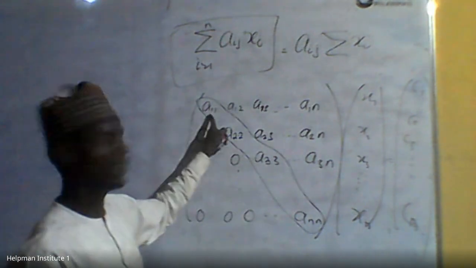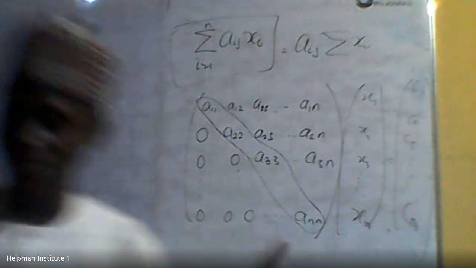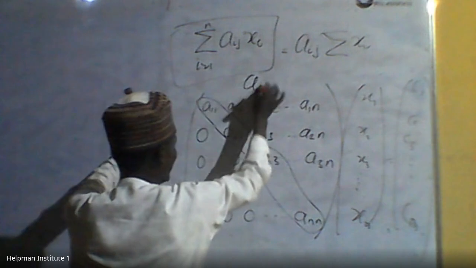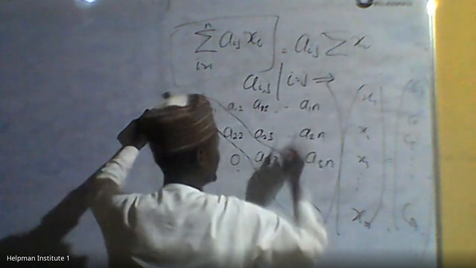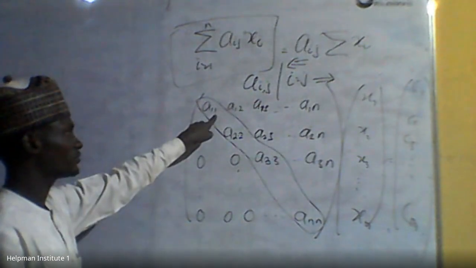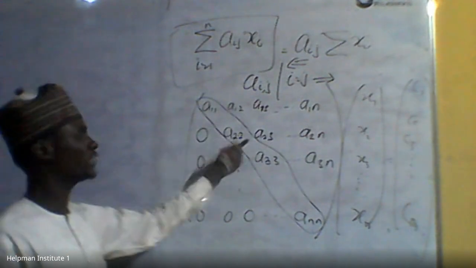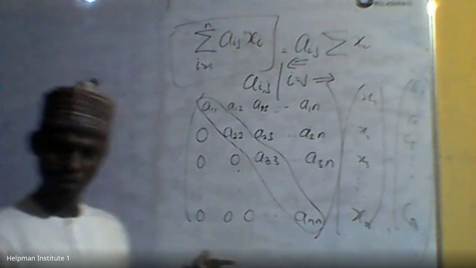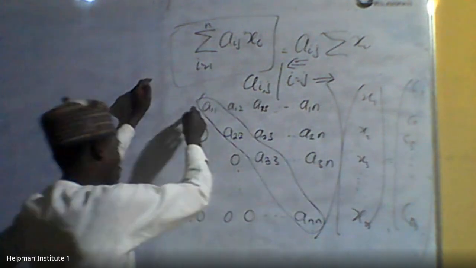A11 exists, A22 exists, A33 exists, A44 exists, A55 exists, ANN exists. So for all the coefficients A of I and J, such that I equals J, they exist, and anything below does not exist. A11 exists, but A21 does not exist. Our target is to start from a fresh A22. The third one from A33, the fourth equation from A44, the fifth equation from A55. All the rest will exist, while the below ones do not. So our target is to form a triangular form.